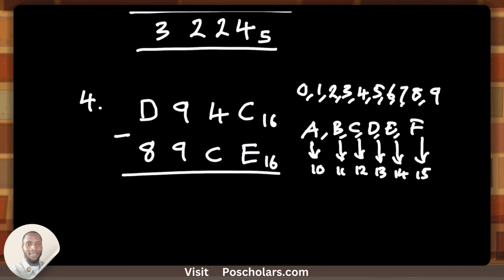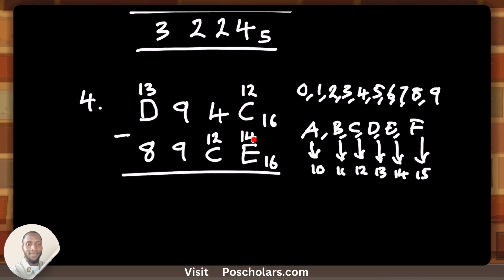We already know that C takes the value 12. C represents 12. So I can simply write it on top so that it is easy for us. Then E represents 14. I also write it there so that it will be easier. Then D represents 13. I'll write it here. And I think the last letter here is C. C represents 12. So I'll write it on it. Good. Now let's subtract.